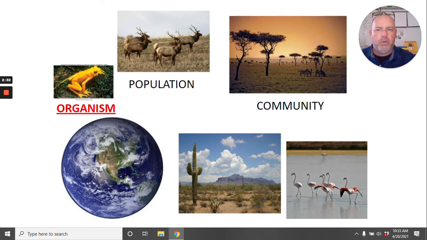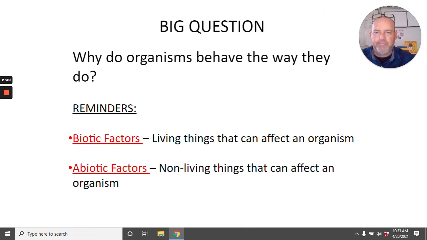So here's where we are. We're studying organism, highlighted in red, population, community, ecosystem, biome, and biosphere. Looks like it got cut off a little bit there at the bottom, but those other words would be ecosystem, biome, and biosphere with the planet there. So big question, why do organisms behave the way they do? We're going to look at why organisms do what they do today and what the reasons are for that.